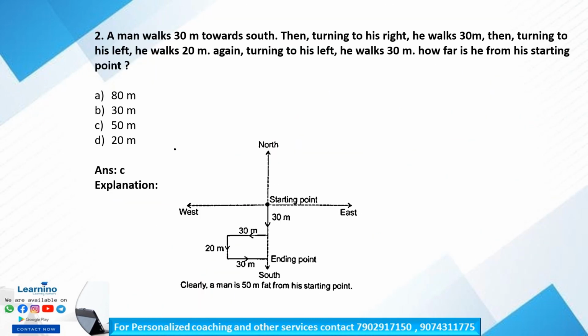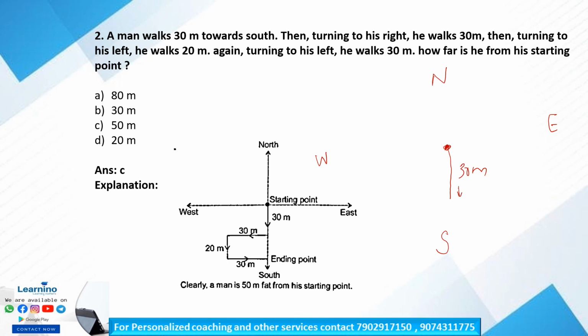A man walked 30 meter towards south. We know that the directions are north, south, west and east. Suppose he is standing here. This is the starting point of that man. A man walked 30 meter towards south, so he walked 30 meter towards south. Then now he is facing south.